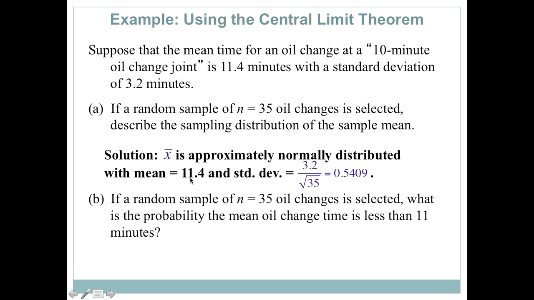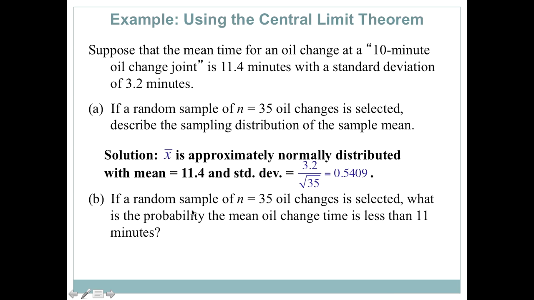The mean we would expect is going to be 11.4, which is the same mean from your population up here. And the standard deviation is found by taking the standard deviation that was given and dividing by the square root of n, the square root of your sample size of 35. And we get 0.5409 as our standard deviation there.